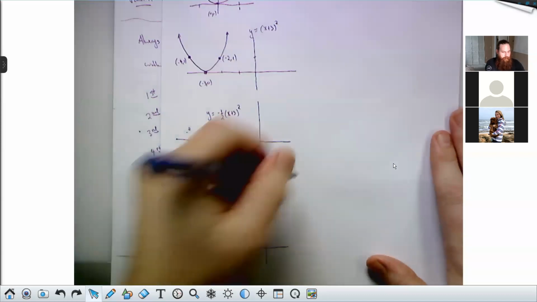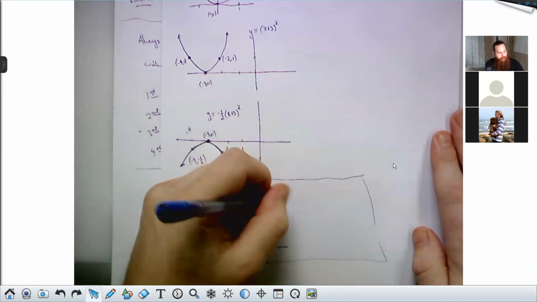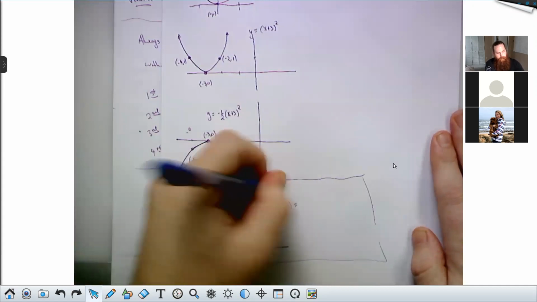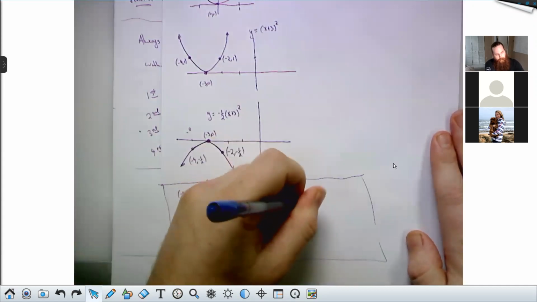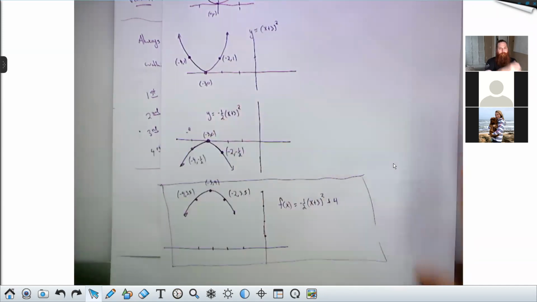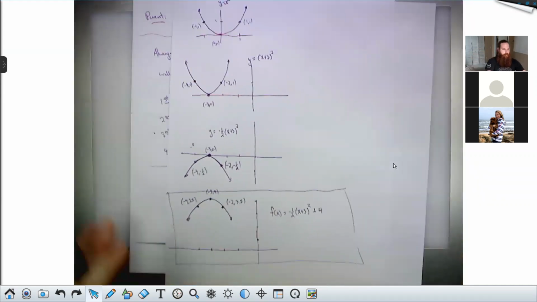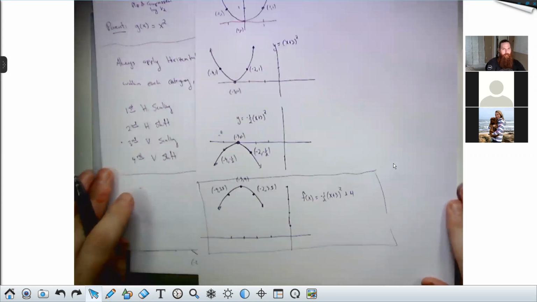So this last graph down here, this is your final answer. This is the graph of f of x equals -1/2 quantity x plus 3 squared plus 4. And this is the sequence of graphs that we would draw to get there as transformations, doing them in that order.